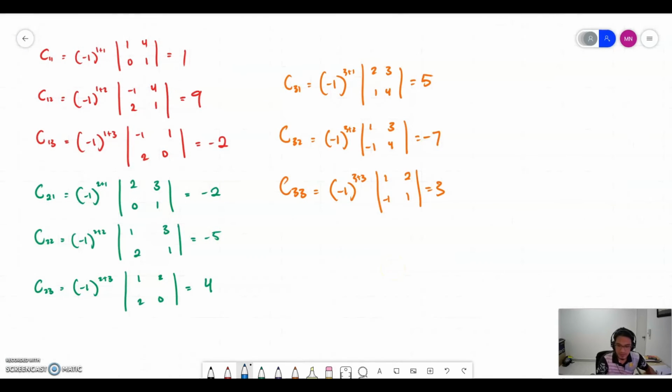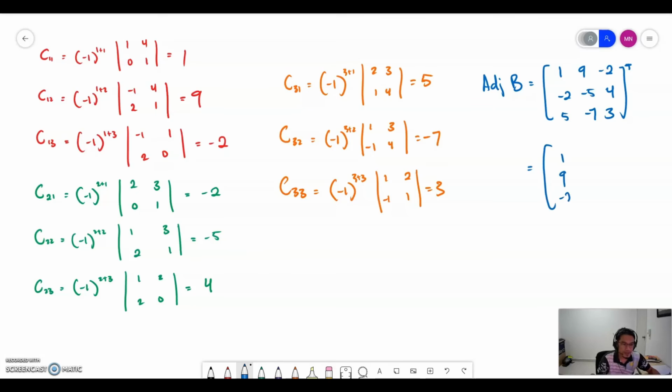We substitute it back into the matrix form. So the adjoint of B equal to 1, 9, negative 2, negative 2, negative 5, 4, 5, negative 7, and 3. Don't forget to transpose the matrix. So it becomes 1, 9, negative 2, negative 2, 5, negative 7, and 3. So now we have found the adjoint for matrix B.